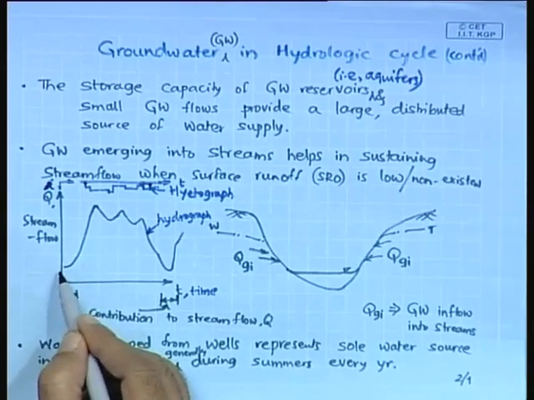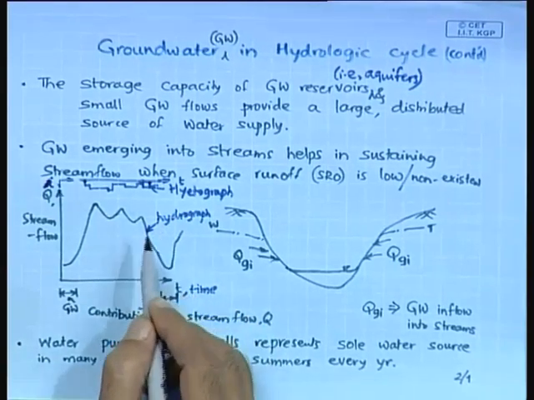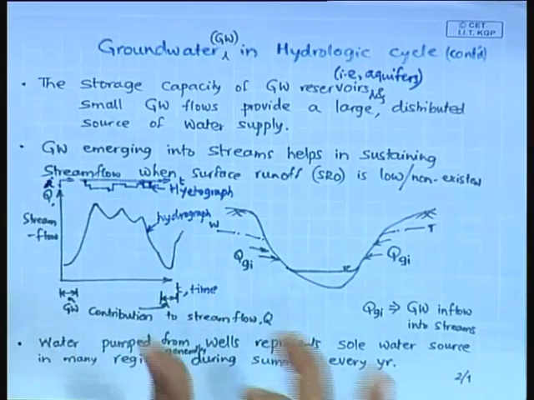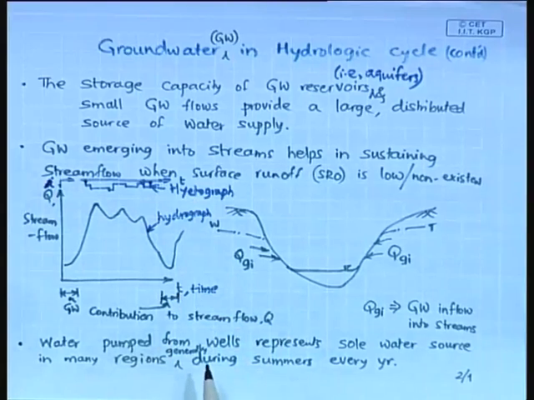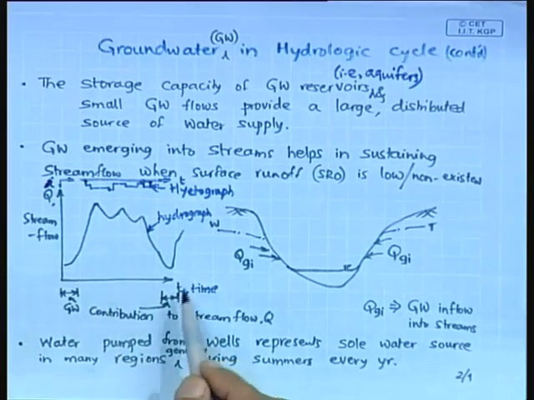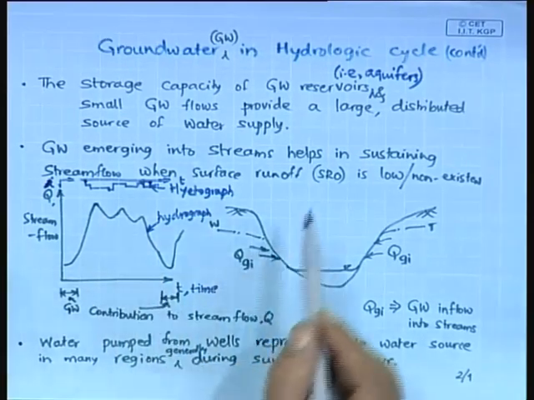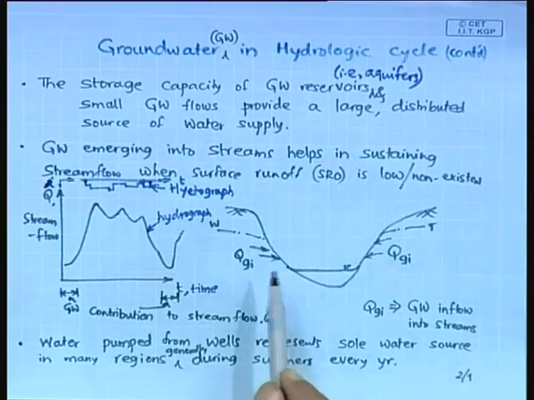Had this not been there, then this hydrograph would have been shown with just some lag with respect to the hyetograph, but actually that does not happen. So, therefore, groundwater flow provides the necessary spatial as well as temporal extent.